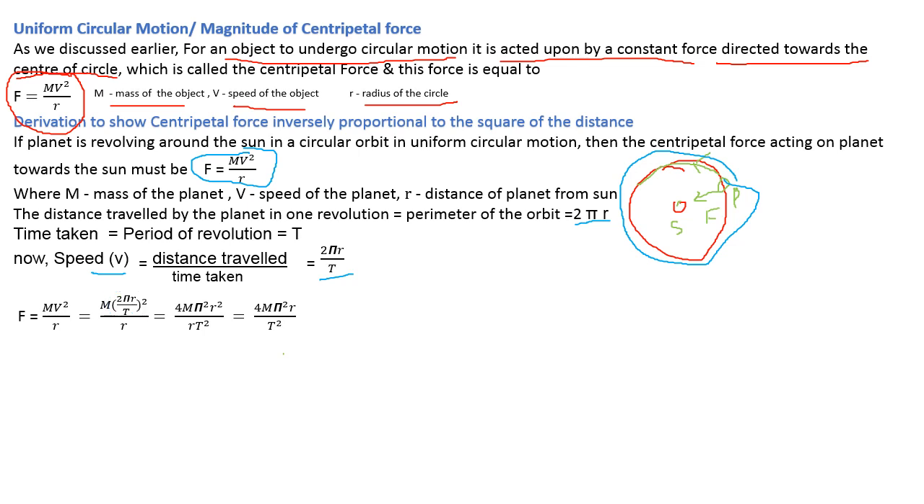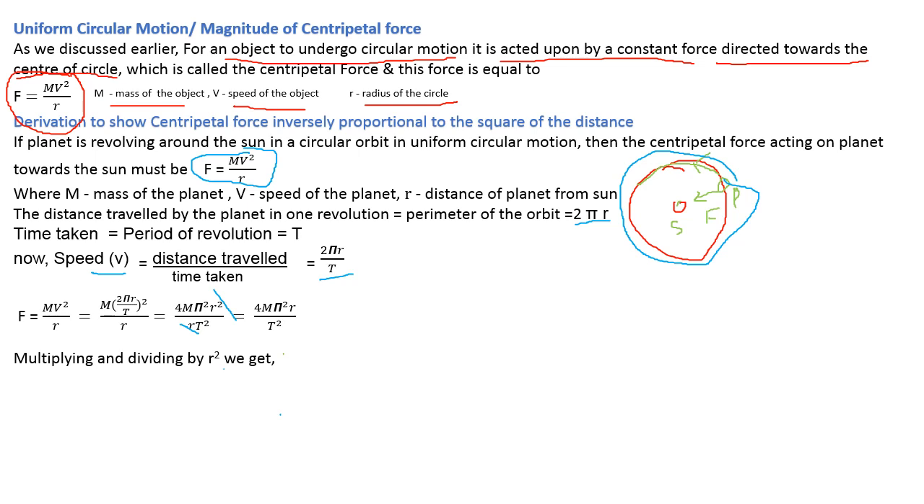So it becomes 4m pi square r upon T square. Here it was r square, now it becomes r. So from the numerator r square and from the denominator r get cancelled. Understood? So one r gets cancelled and only one r will remain. So it becomes 4m pi square r upon T square. Are you all with me up to this? Understood? If you are not understanding, just listen once again to the video.